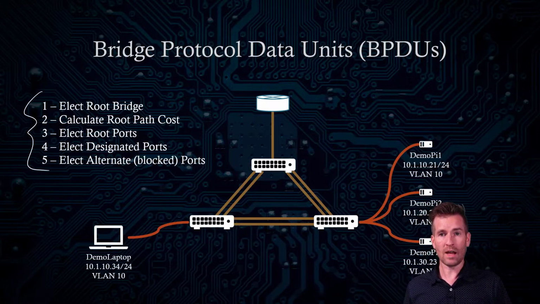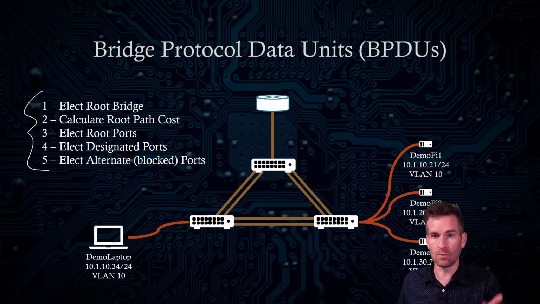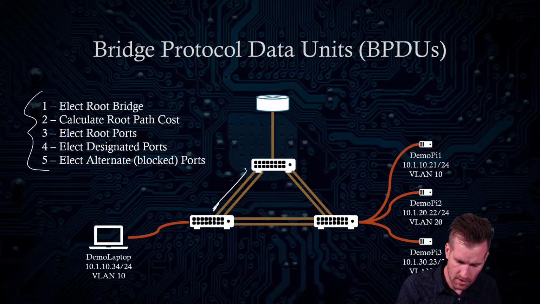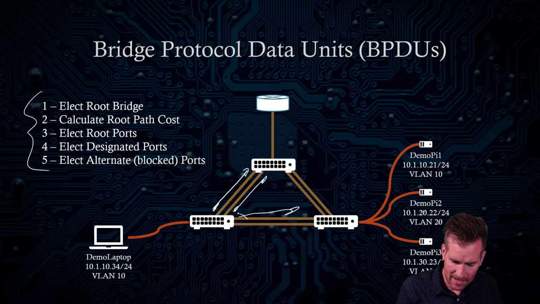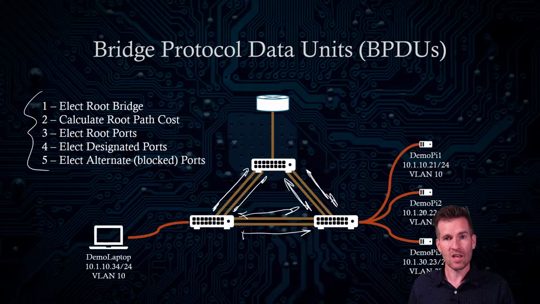But what it needs to do to elect these different root bridges and root ports and all of that is information. And the information gets passed from switch to switch down each one of these links. Each link has its own Bridge Protocol Data Unit that it sends back and forth, so we have quite a few Bridge Protocol Data Units being sent back and forth. So let's take a look at what that looks like.